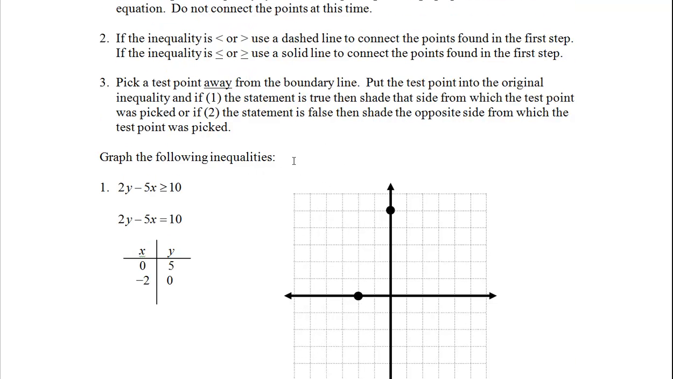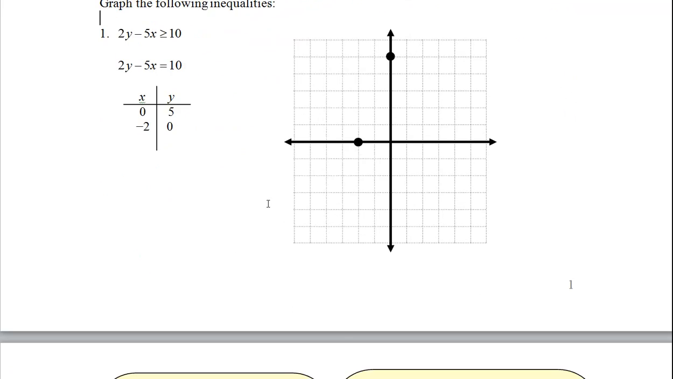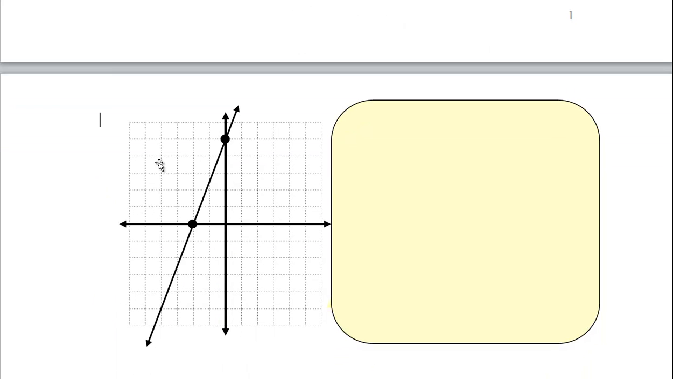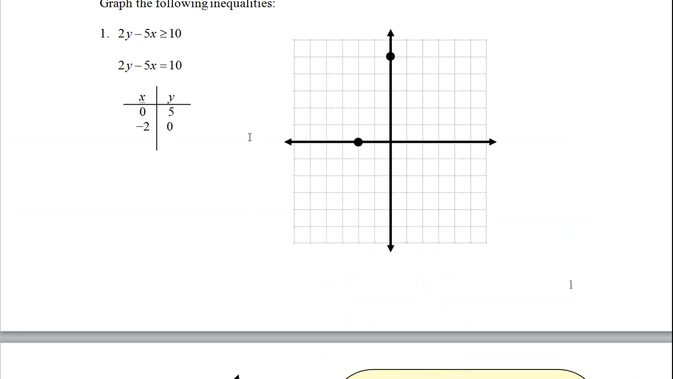Now, in order to connect them, the inequality symbol has an or equal, so I need to use a solid line. So use a solid line to connect. Now I've got to get a test point. I can get a value over here, or I can get a value over here. I usually use the origin. That's the coordinate point 0, 0, as long as my boundary line doesn't go through it. So let's go back up and see what happens. If I put 0, 0 in for my y and my x, I end up with 0 is greater than or equal to 10.